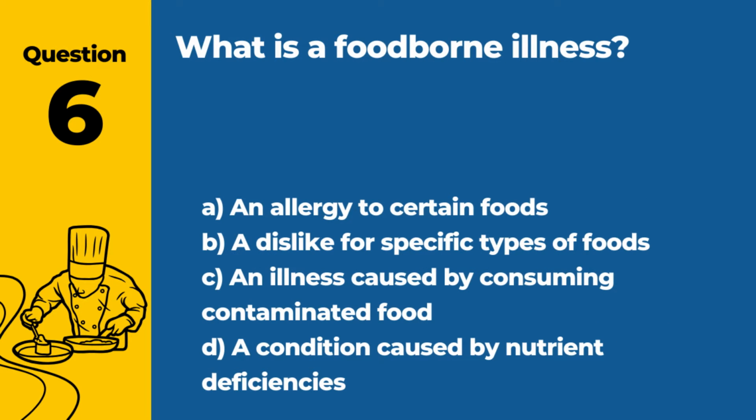Question 6. What is a foodborne illness? A. An allergy to certain foods. B. A dislike for specific types of foods. C. An illness caused by consuming contaminated food. D. A condition caused by nutrient deficiencies. Answer: C. An illness caused by consuming contaminated food. A foodborne illness is an illness caused by consuming food contaminated with harmful bacteria, viruses, or other pathogens.